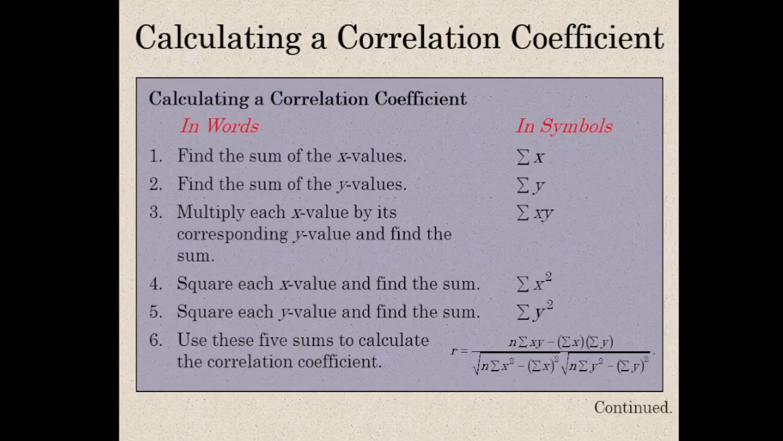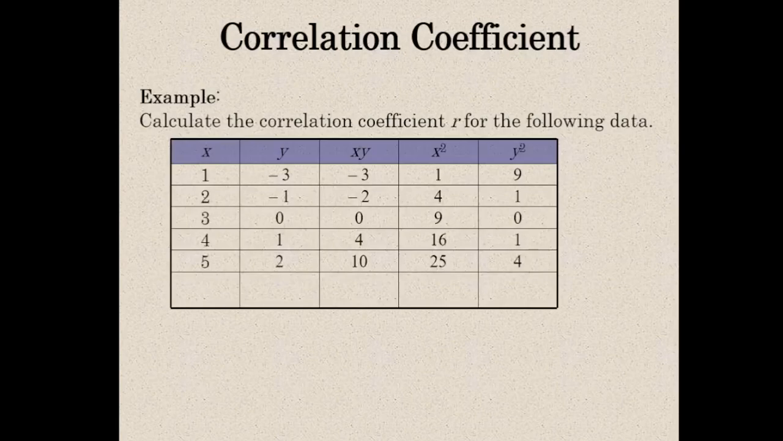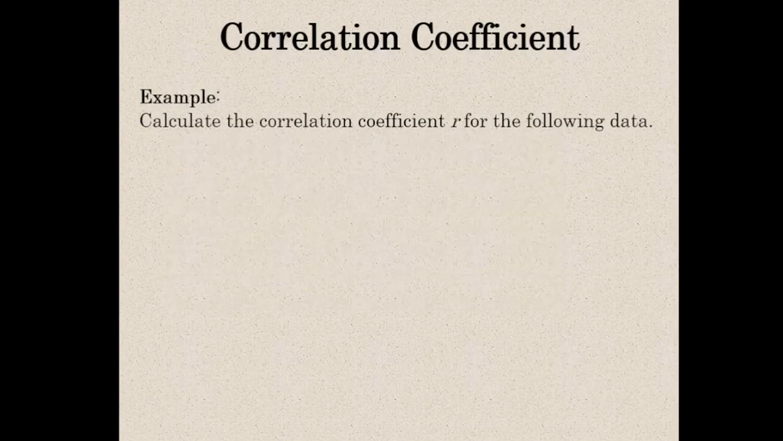Parametric means where parameters or quantitative data is given. Quantitative. Okay, it is only for the quantitative data. So in the exam, the question would be like this one. Calculate the correlation coefficient R for the following data, and only X and Y data would be provided to you.